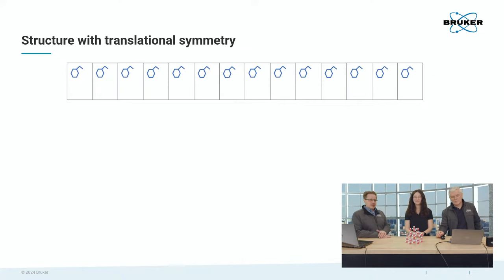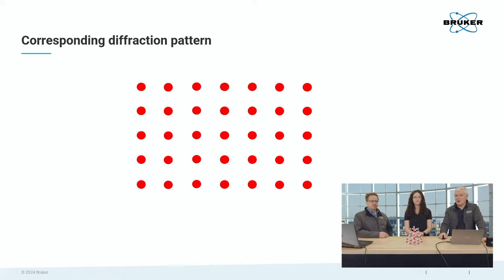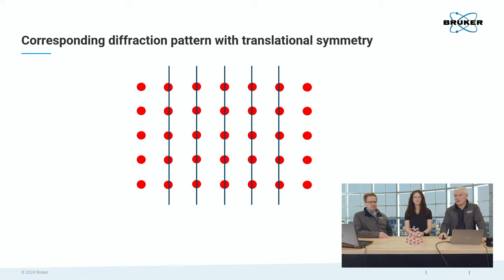We talked about translational symmetry, and this is just an example of what you would see in a regular 3D structure. Just a molecule that repeats itself over and over. So here in two dimensions, and we all know what a diffraction pattern looks like, very simplified, of course. So you also have translational symmetry in that structure. When you look at these lines that go through these columns, they all have the same distance. So you repeat that over and over.